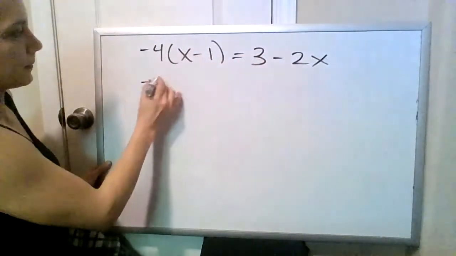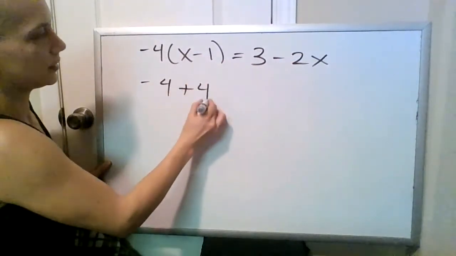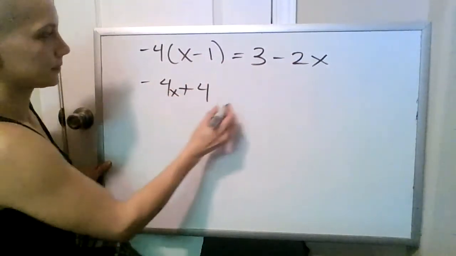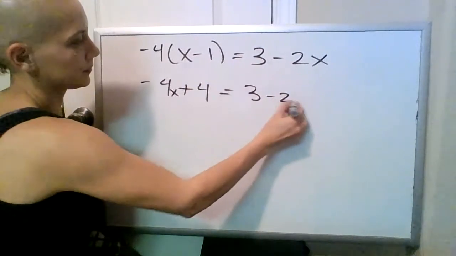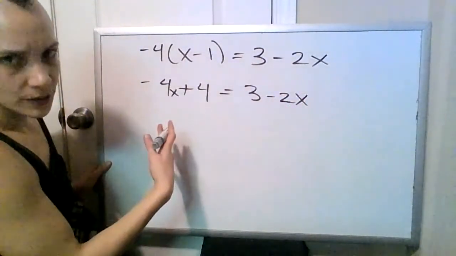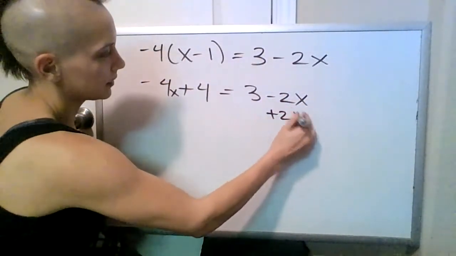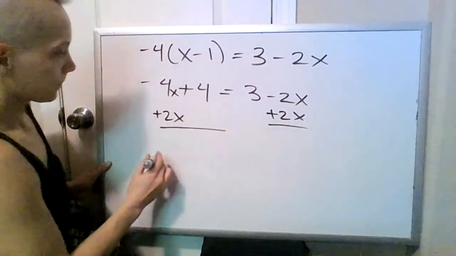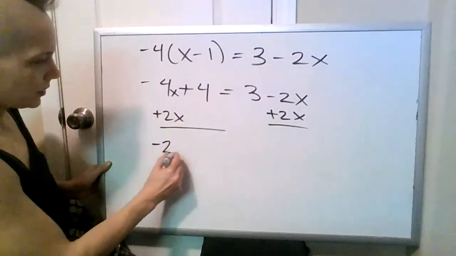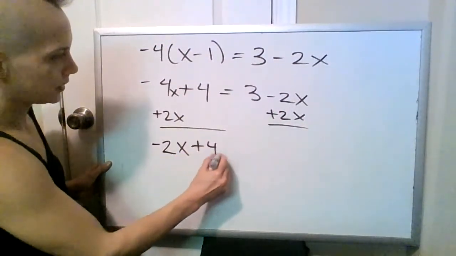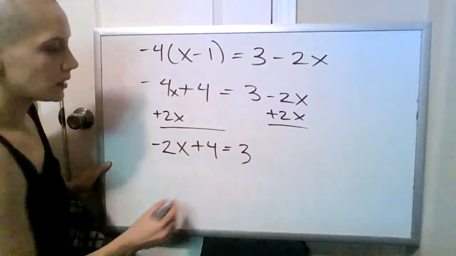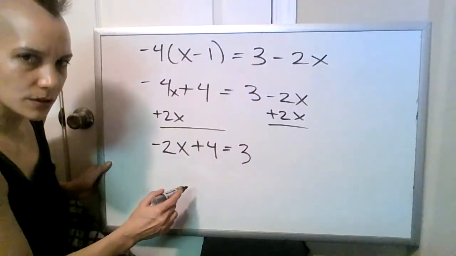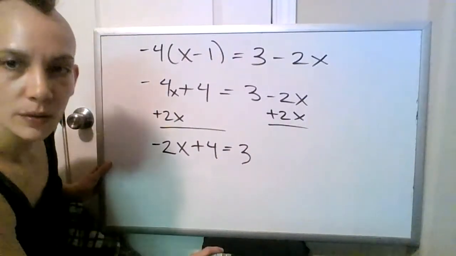It was -4. And I added 2x. So this is -2x plus 4 equal to 3. And then it was a minus. Why don't we subtract 4x?